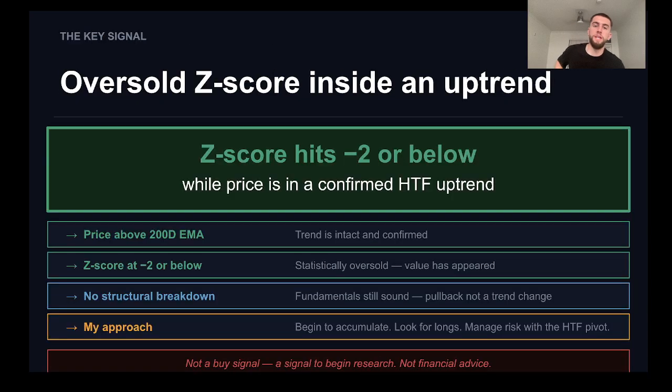So, an oversold Z-score, as I mentioned earlier, inside an uptrend. So price above the 200-day EMA. I've been testing this out recently and it's worked really well. If the Z-score is -2 or below, which very rarely happens above the 200-day moving average, but it does, this could be a great accumulation zone.